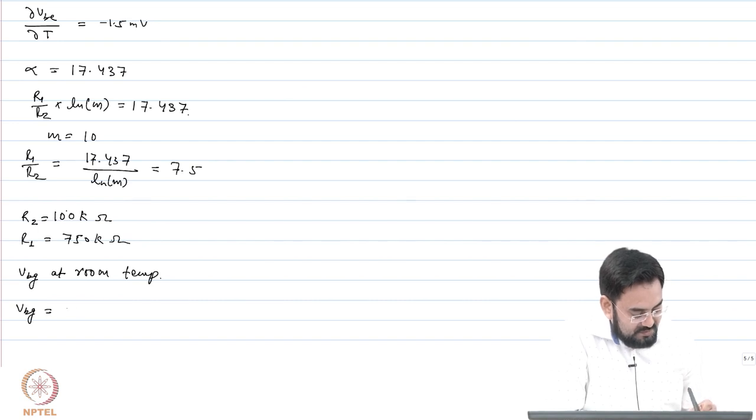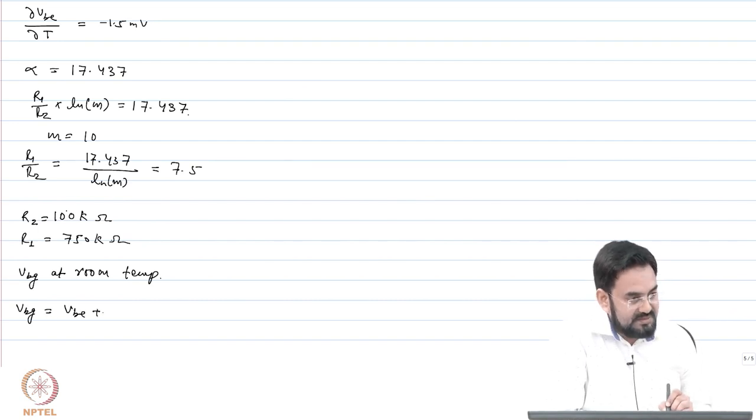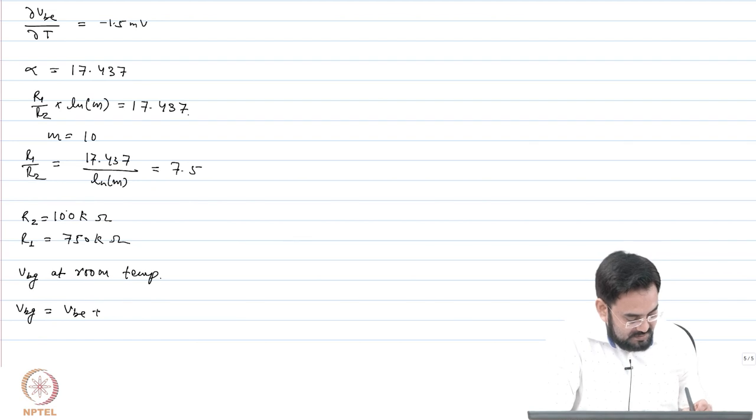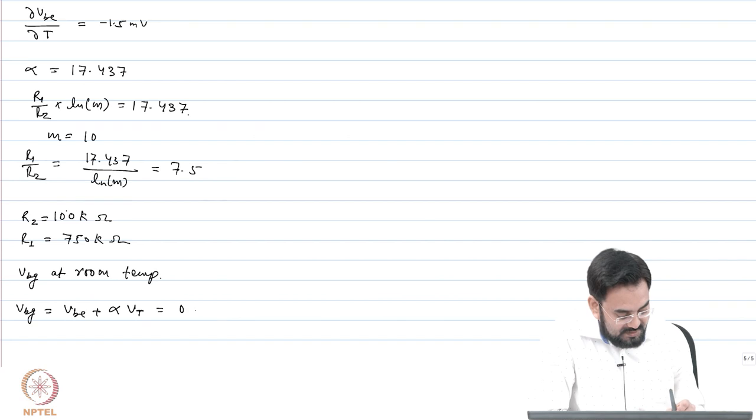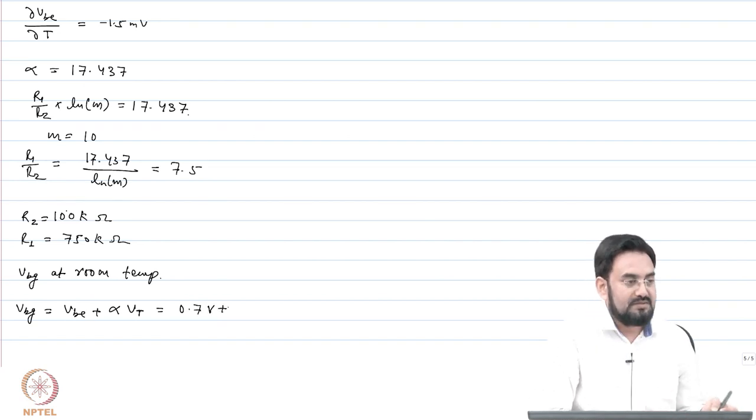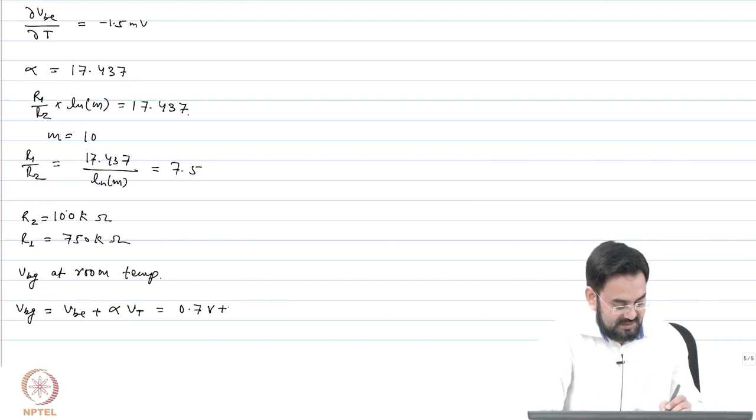So what was the VBG at room temperature? So VBG equal to VBE plus, what did you have, alpha VT, correct. So how much is the VT? VBE is, you know, 0.7 volt plus 17.43 multiplied by 26 millivolt. How much is that?